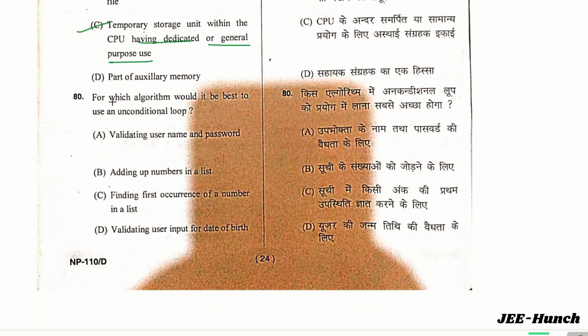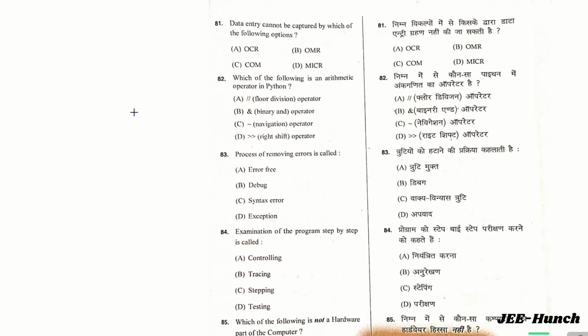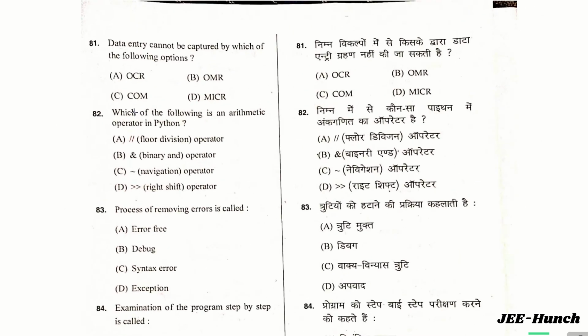80. For which algorithm would it be best to use an unconditional loop? So adding up numbers in a list, we can use an unconditional loop. Question number 81. Data entry cannot be captured by which of the following options? So COM is the correct option.